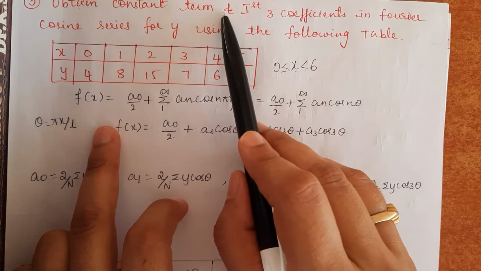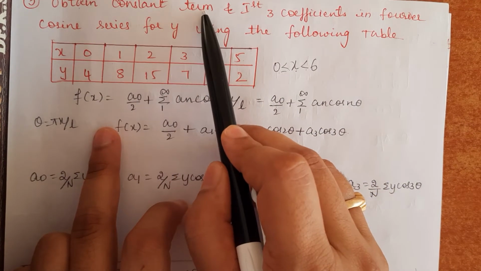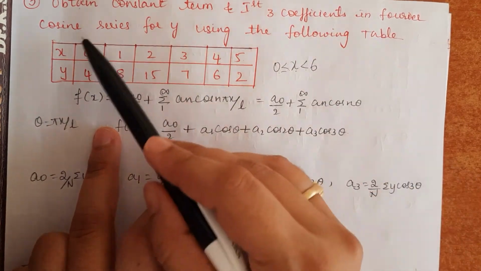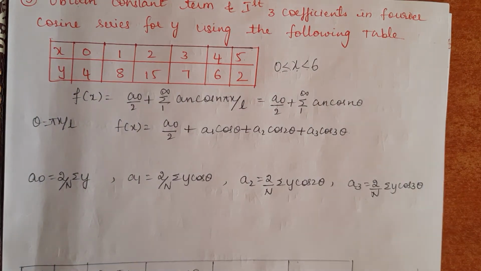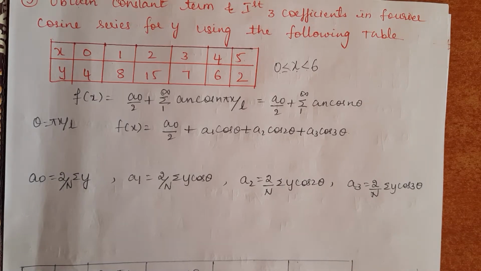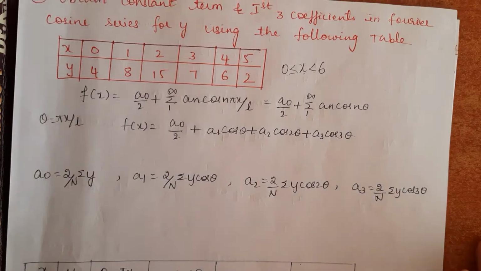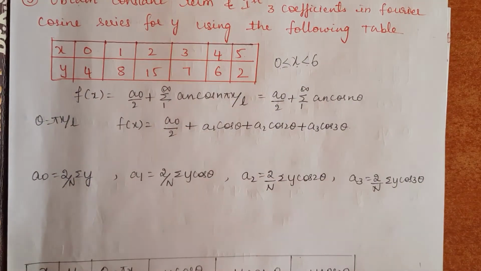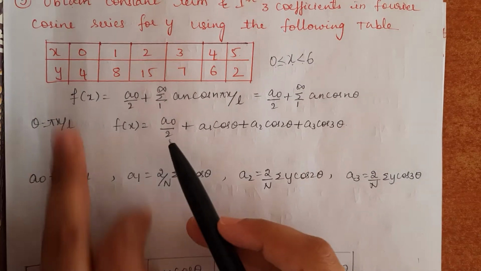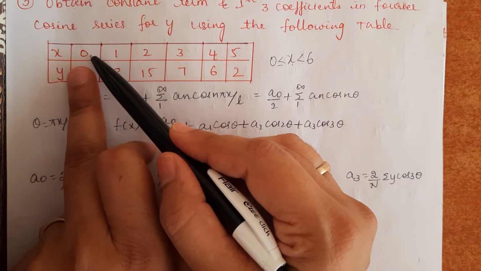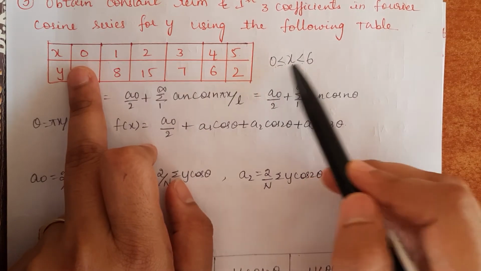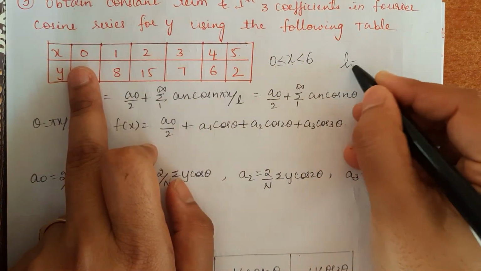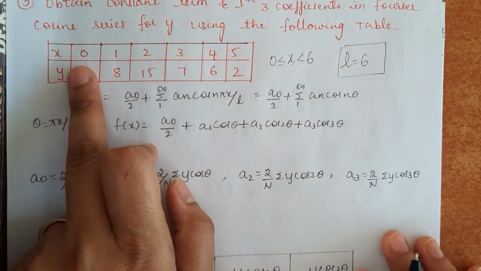Since we have to calculate only the constant term and first three coefficients of the cosine series, we have seen the half range cosine series, which consists of a constant term and only cosine terms, known as the cosine half range Fourier series. So this problem comes under half range series. So here this value should be compared with 0 to L. Therefore our L value is 6.